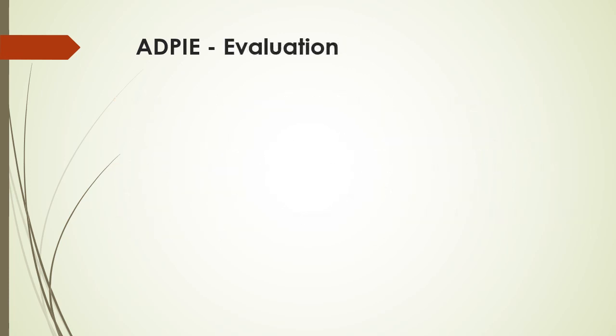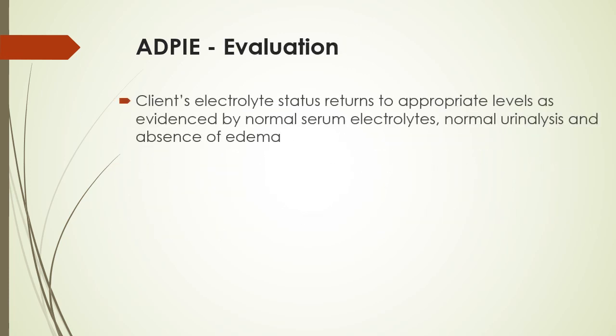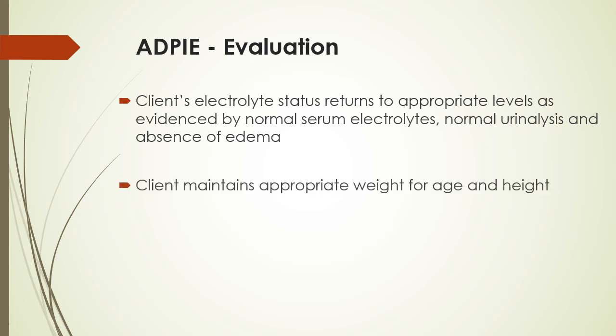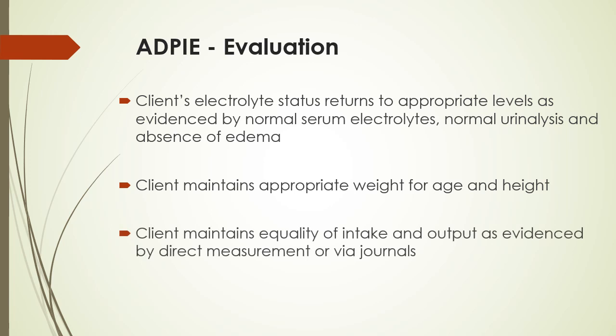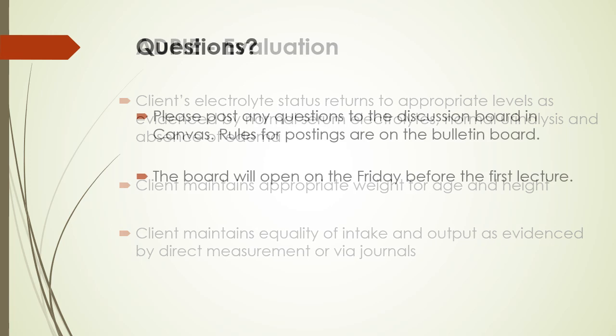Evaluate. How do we know if what we're doing is working for us? We get back to the correct levels. They maintain appropriate weight for their age and height, and they maintain equality of intake and output as evidenced by direct measurement or via journals. Well, the journal entries are going to come from direct measurement that somebody has to do.